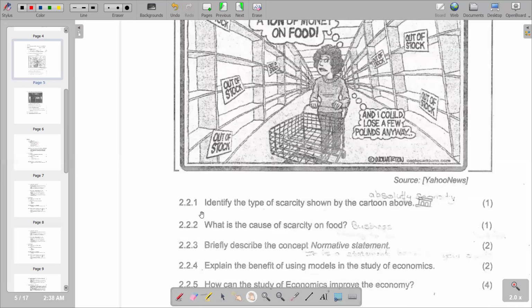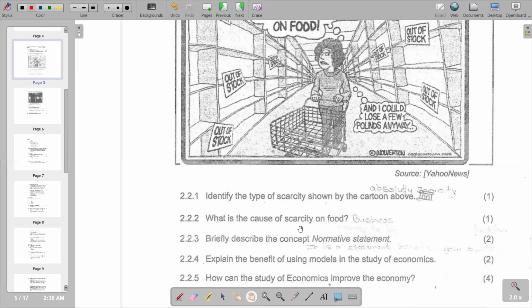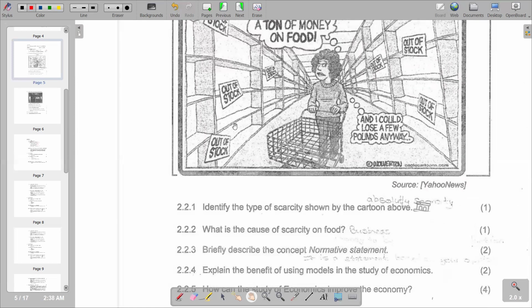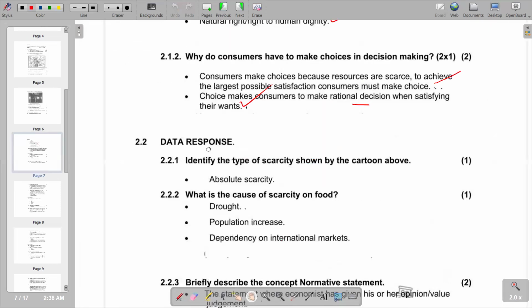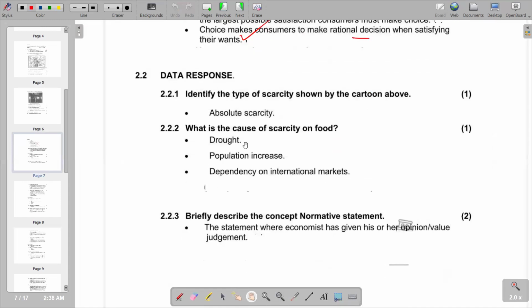So we go to 2.2.2 saying, what is the cause of scarcity of food? So what might be the cause that we don't see anything on the shelves? Basically, it might be that we've got more demand for the goods that are not on the shelves. Remember, if demand is too high, all the goods are going to be purchased and they become out of stock. So basically, that can be one of the reasons. So let's try to see some of the reasons that we can raise according to that. If you come here, you see that these are the reasons that we've got: droughts can cause scarcity. If there's drought, remember, it means there's no agriculture that is going to take place.